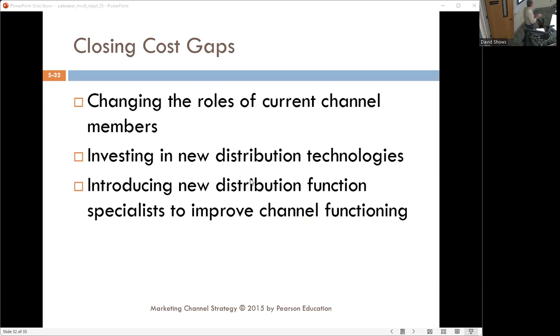One of the ways that you close the cost gaps is you change the roles of the channel members. You combine more than one service output with a given member, and so one member does two or three things. The next thing you do is you invest in new distribution technologies, which are vitally important. And just remember this, the cost can maybe sometimes be prohibitive, but you've got to move in that direction.